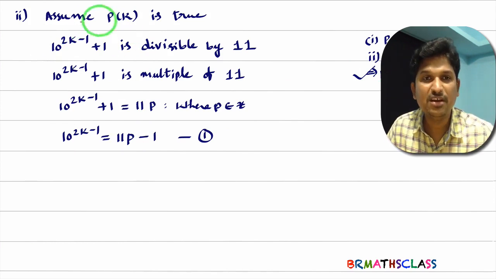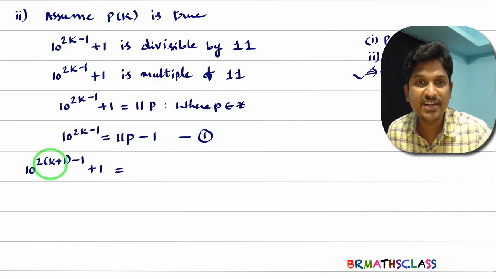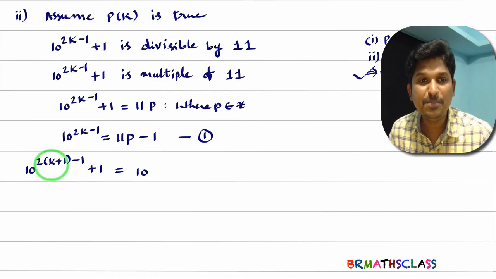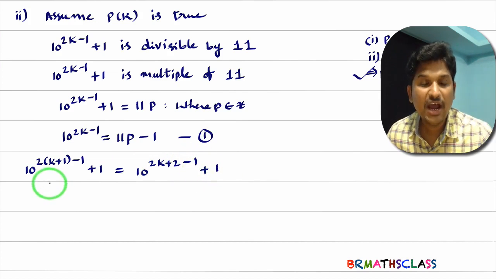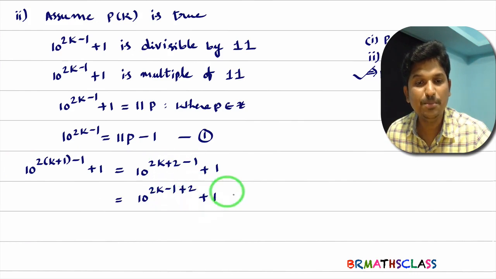This is P of k. In this, in place of k, you write k plus 1. You see here, in this, in place of k, I wrote k plus 1. Let's see what happens. 10 power, multiply with 2, what will you get? 2k plus 2 minus 1 plus 1. Now, I am trying to prove that this is divisible by 11. See, it is a simple thing. First, I wrote 2k minus 1 plus 2 plus 1.